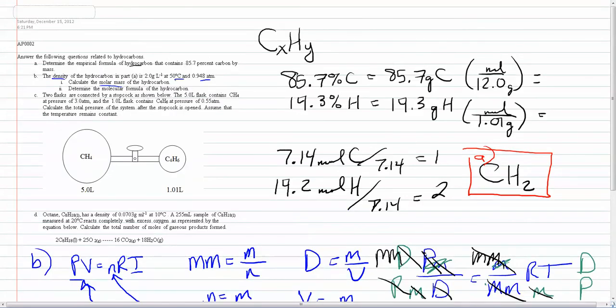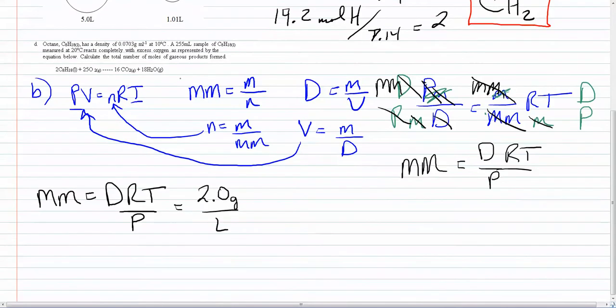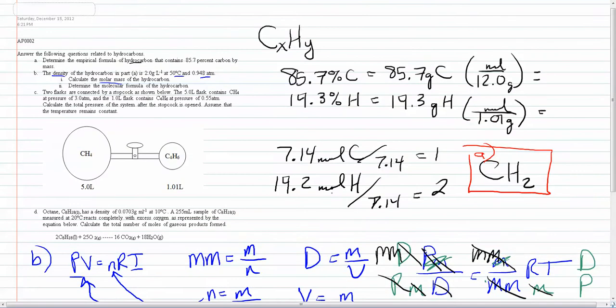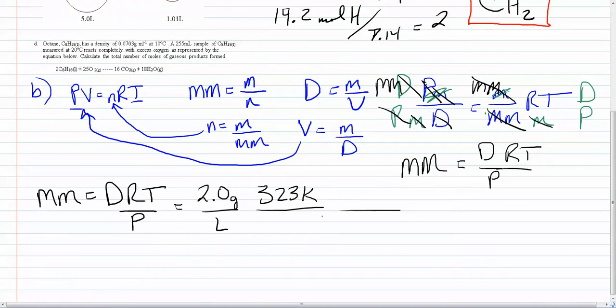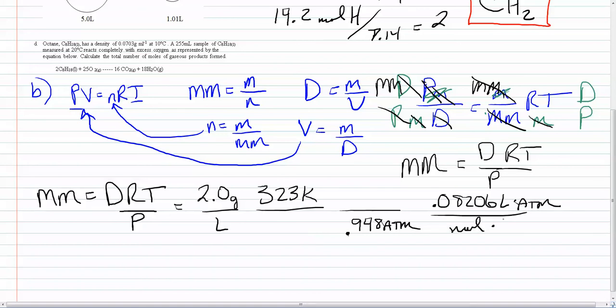I'm going to skip over T. So T was, if we come back up here, 50 degrees C, but we have to use Kelvin, so that's going to be 323 Kelvin. And then pressure, we're going to put that in the bottom of this one, and pressure in this case was 0.948 atm. And then R is going to be the one that cancels atms and Kelvin, so we're going to need the 0.08206 liter atmospheres per mole Kelvin in this case.